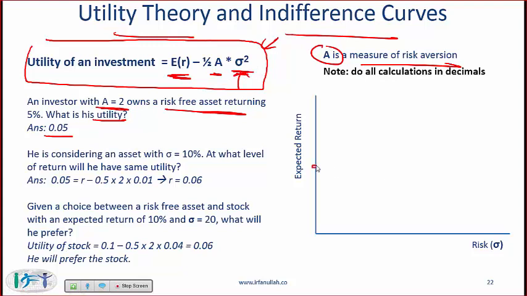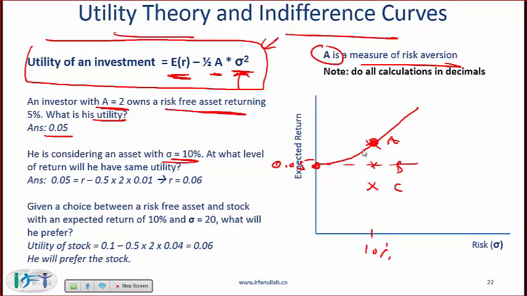Now, let's say that he's over here, this is 0.05. He is considering an asset with a risk of 10%. At what level of return will he have the same utility? The first high-level question is that if the risk is 10%, will the return such that he has the same utility be here, point A, point B or point C? So that's A, B, C. It would have to be A because to be equally happy when he's taking risk, he needs to get a higher return. So you can see that the indifference curve will be something like that.